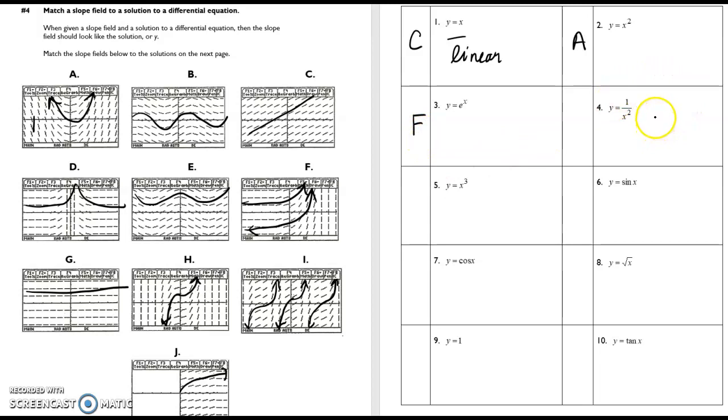Number 4, 1 over x squared. So remember that 1 over x is the hyperbola in the first and third quadrants. And so if I square that, it's just going to make this other part positive. And so it's actually going to be this graph D right here. x cubed. And so there are two of these that kind of look like x cubed, H and I. But remember, x cubed is just there once. That's going to just be H.